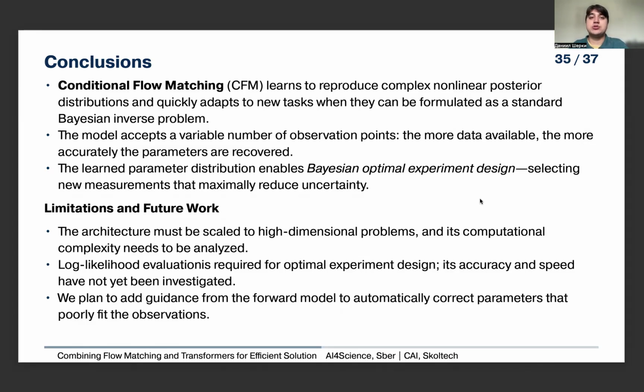We now plan to use the learned parameter distributions for Bayesian optimal experimental design. That's all.